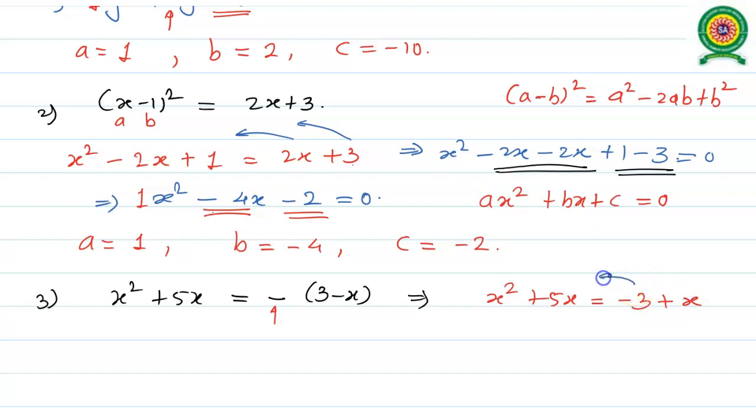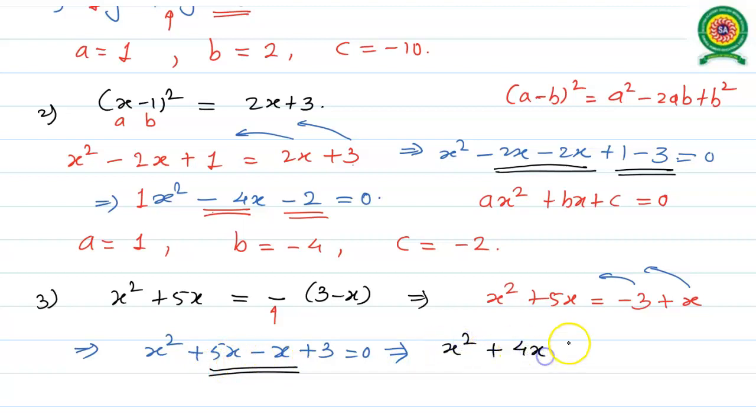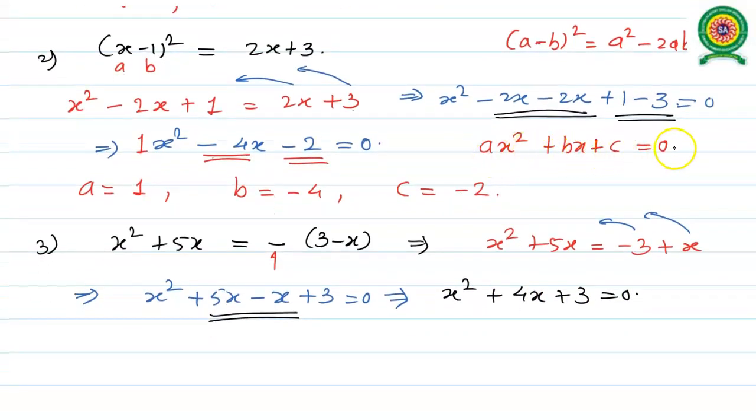Now try to shift minus 3 and x from RHS to LHS, so our equation is of the form x square plus 5x as it is. Now plus x becomes minus x and minus 3 becomes plus 3, and that equals 0. So 5x and x are like terms, easily subtracted, so we get x square plus 4x plus 3 equals 0. Now let's compare it with ax square plus bx plus c equals 0. Coefficient of x square is not given, meaning we have 1, so a is 1. b is the coefficient of variable x, that is 4, and c is the constant, that is 3.